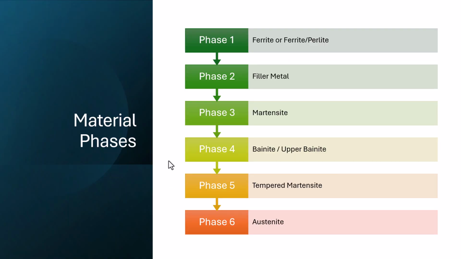Alright, and as I said before, we're going to deal with the phase evolution analysis. So here I included all of the phases which are coded in SYSWELD. For instance, phase 1 is ferrite, phase 2 is filler material, phase 3 is martensite, bainite, and so on. So here I just copied that from the SYSWELD program. I will show you later in the next video how I did that, and it's just for our convenience.